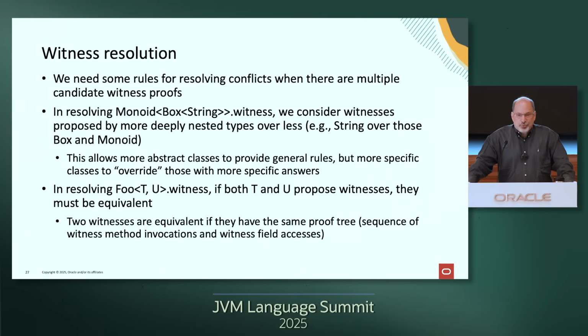And that way, abstract classes can provide general rules. So like comparator can say, well, if t is comparable, then I can give you a comparator for t. But I can't say anything else about other types. And then other types could have a more refined opinion about how to compare them.